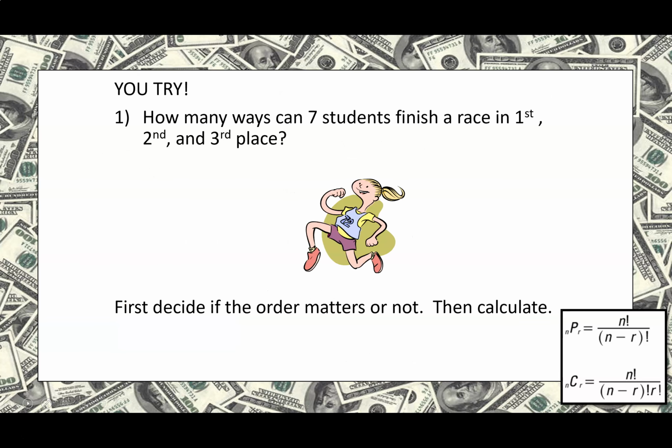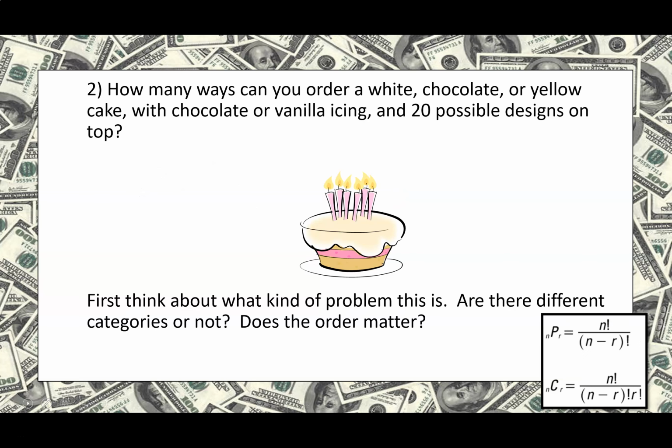All right, now maybe pause the video and try this one on your own. Okay, what'd you get? You should have done 7 pick 3, because you are awarding a first place, second place, and third place. The order does matter. You should have 210 ways to do this. Did you use the formula or did you use your calculator? Doesn't matter to me. All right, maybe pause the video and try this one as well on your own.